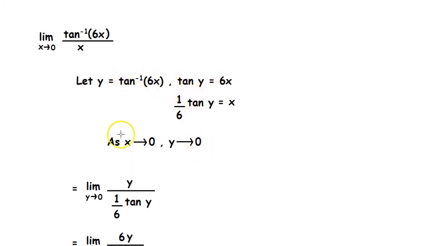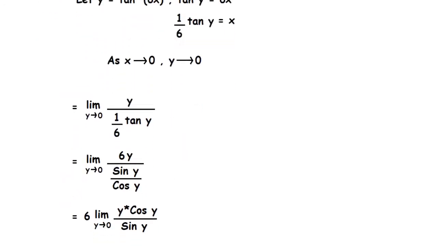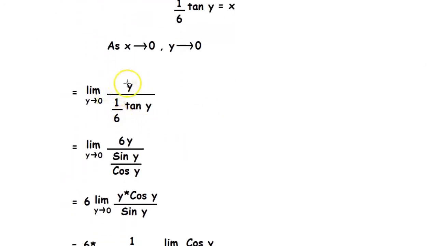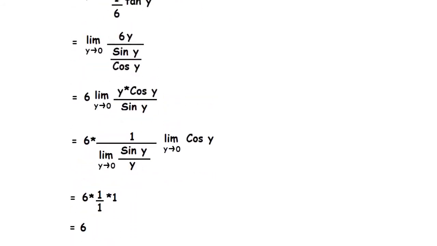Now we substitute this into our question. So that would be limit of y divided by x. X will be 1 over 6 tan y as y tends to 0. So then what we do is this 6 will go to the numerator. So we have 6y, and instead of tan y we write sin y divided by cos y. So now here we can take this 6 out of the limit and this cos y will go to the numerator. So this gives us y into cos y divided by sin y.